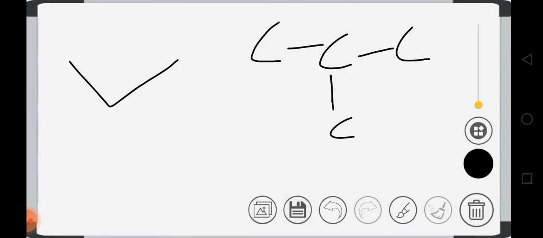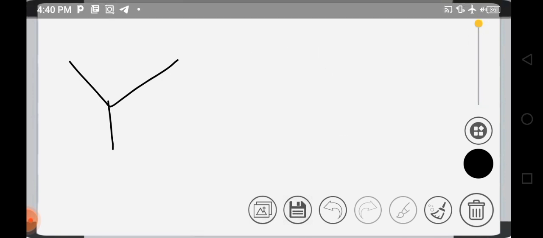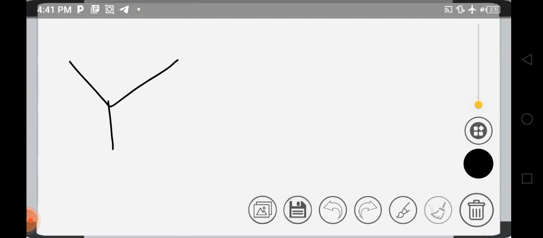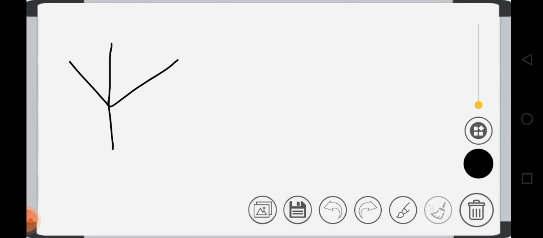Then this other one now will be like this. So I don't need this one again. I already explained that. So I now told you, if this central carbon is the one losing the hydrogen atom, something like this.